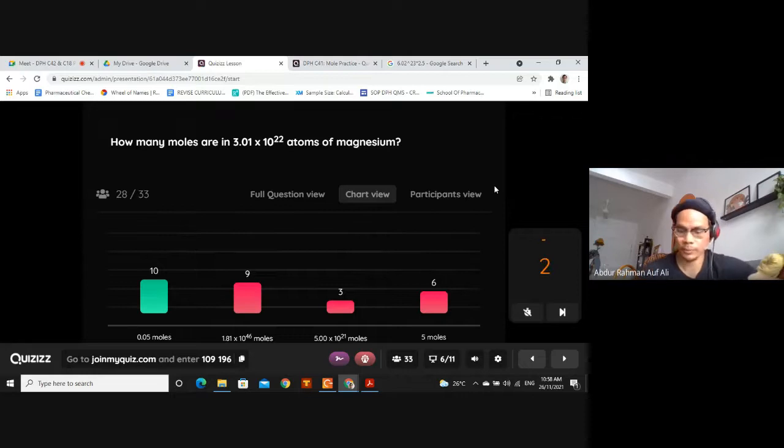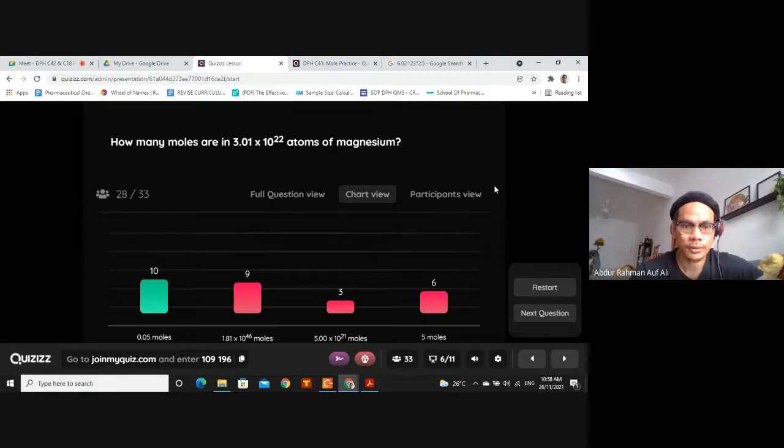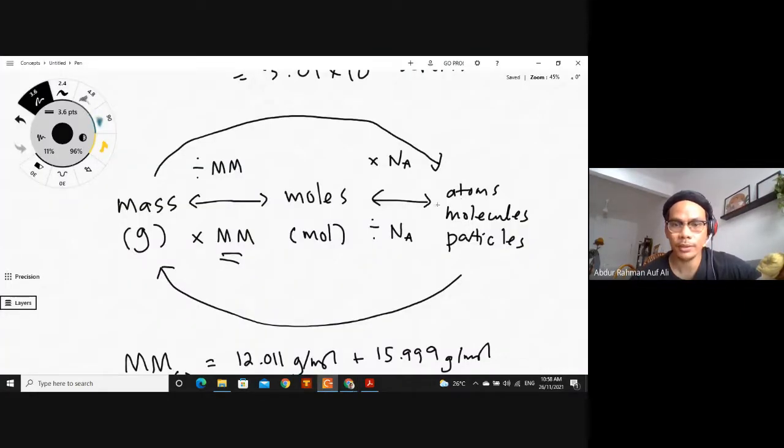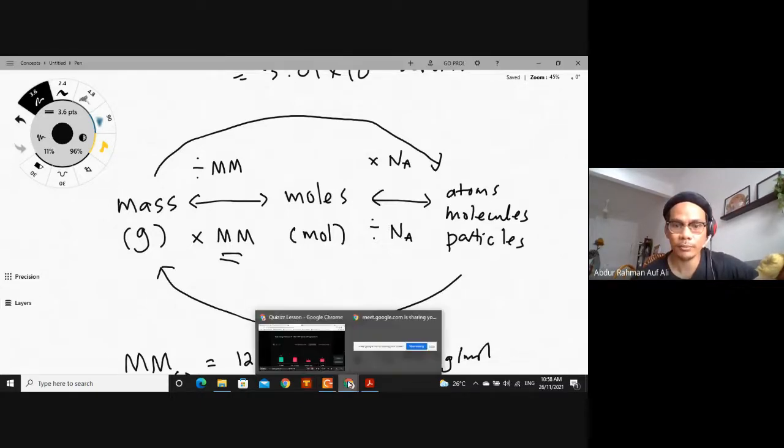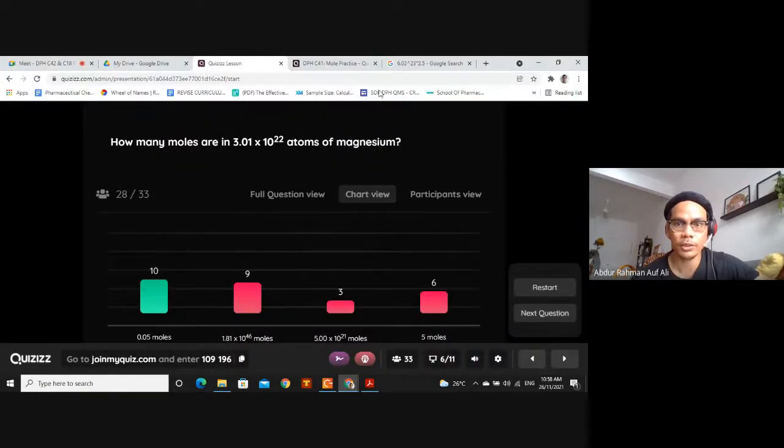So the number of people jawab makin betul semakin tinggi, tapi ada lagi more than half of you jawab salah. So kenapa jawapannya adalah 0.05 mole? So tengok balik this diagram ya. Soalan ni tanya how many mole. So dia nak tahu berapakah bilangan mole yang ada dalam 3.01 darab 10 kuasa 22 atom magnesium. So, kalau kamu ada bilangan atom, nak cari bilangan mole, you're going this way. You're going back. So, kamu kena bahagikan dengan Avogadro number. So, the value that you have tadi adalah berapa? Banyak besar sangat nombor dia. 3.01 darab 10 kuasa 22.